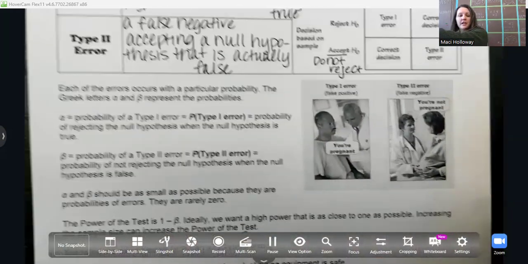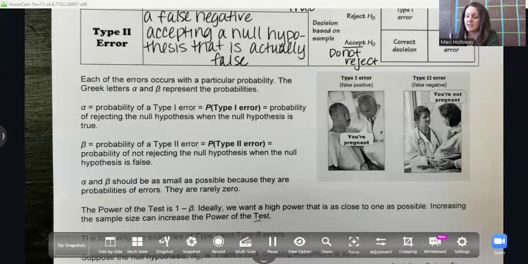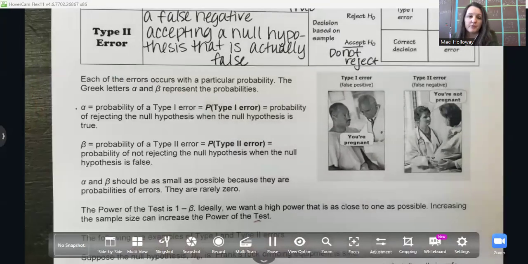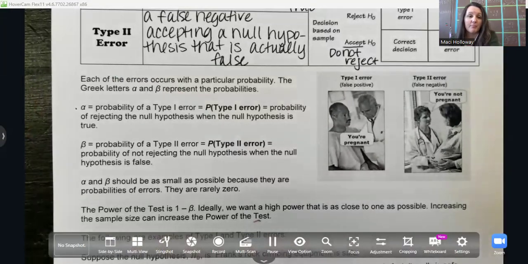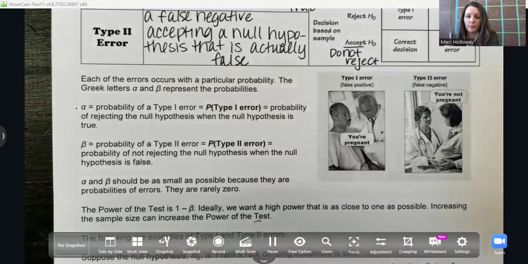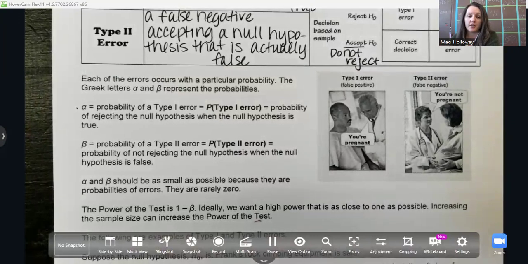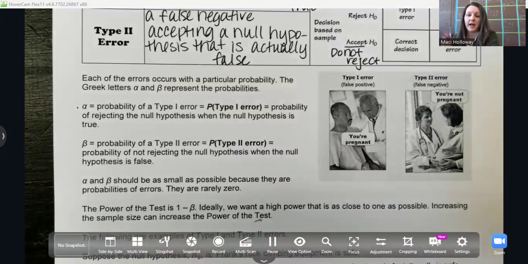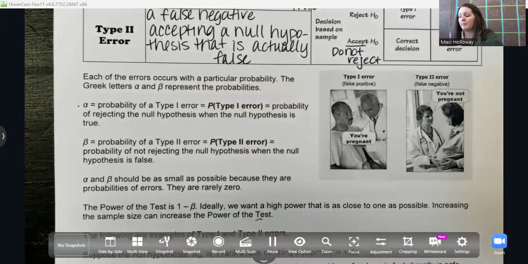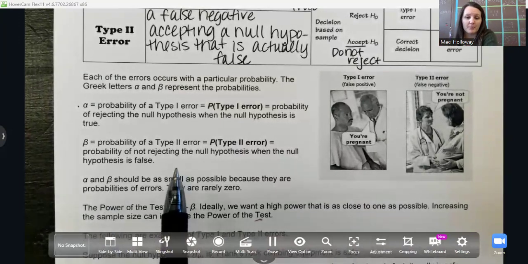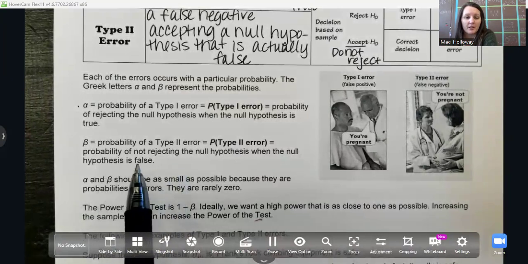All right, so each of the errors occurs. We have a couple of things here. We've talked about alpha before. Alpha is the probability of a type 1 error. Think probability is between 0 and 1, or 0% and 100%, and we'll talk about that more after the break. And then we have beta, the probability of a type 2 error. It's the probability of not rejecting the null hypothesis when the null hypothesis is false.